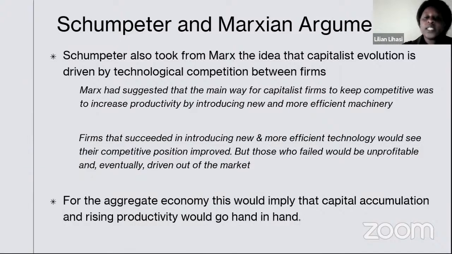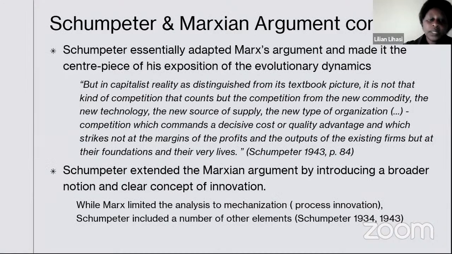He suggested that the main way for capitalist firms to keep competitive was to increase productivity by introducing new and more efficient machinery. Generally, he summarized that firms that succeeded in introducing new and more efficient technology would see their competitive position improved. Those firms that failed to innovate were unprofitable, and you find that they were eventually driven out of the market. He adopted the Marx argument.